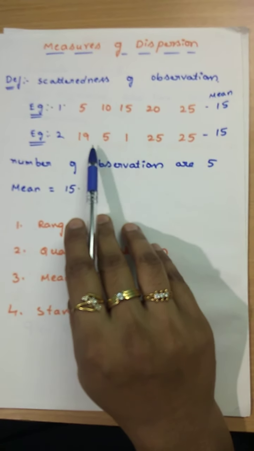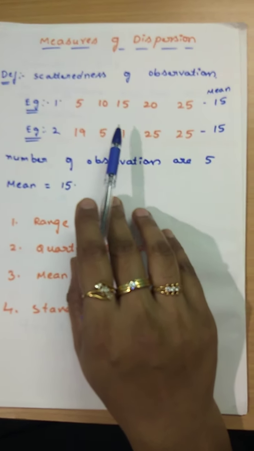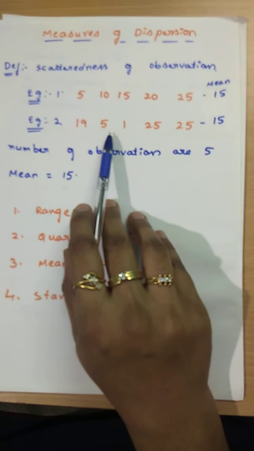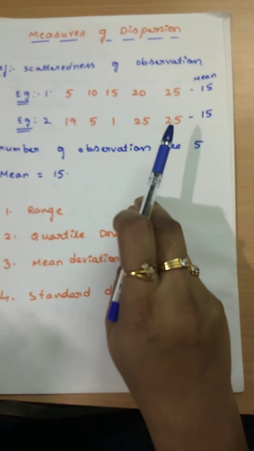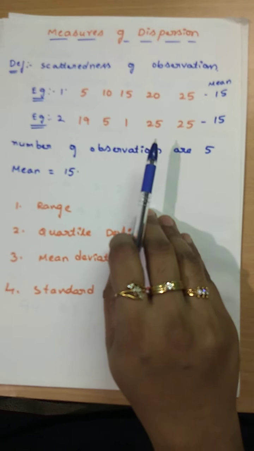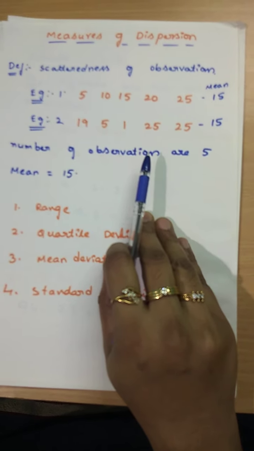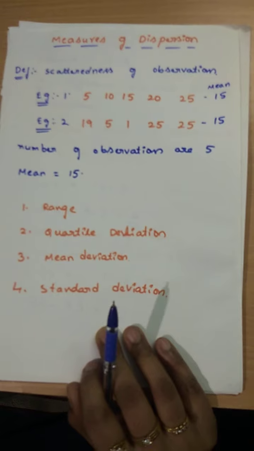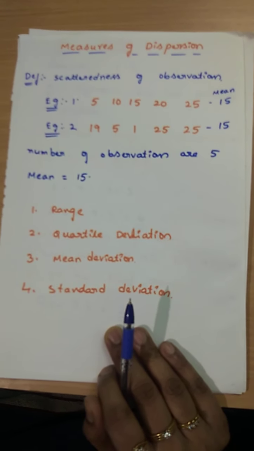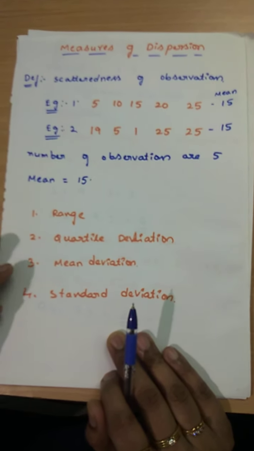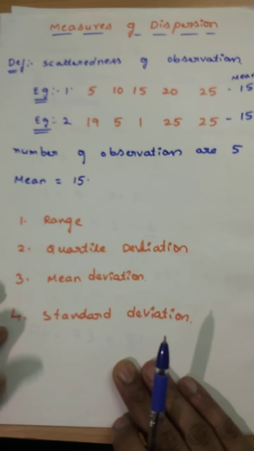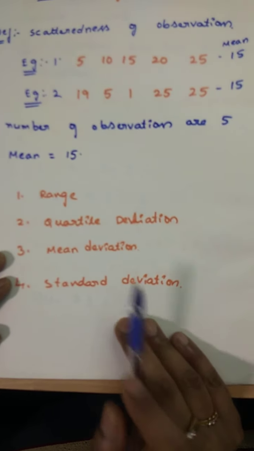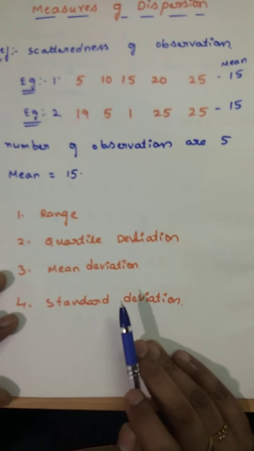To find the scatteredness, we find the values of range, quartile deviation, mean deviation and standard deviation by using the formulas. Here we have four types of formulas: range, quartile deviation, mean deviation and standard deviation. Four methods are there. In dispersion, by using these four formulas we can find the values.